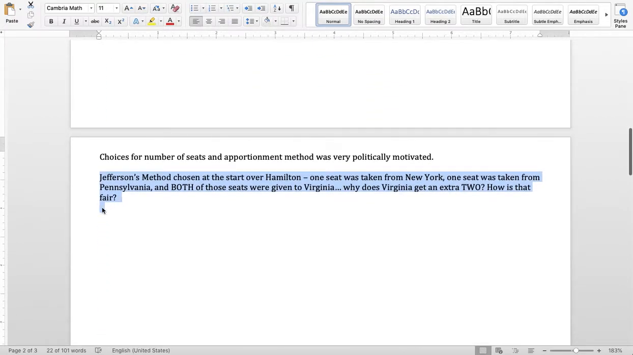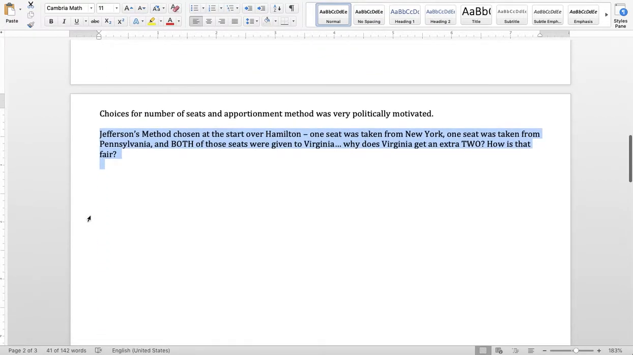Now, continuing on, the reason we choose a specific method is largely political. 1789, 1790, 1791, Hamilton's method was thrown away in favor of Jefferson's method, because one seat was taken away from New York, one seat was taken away from Pennsylvania, and both of those seats went to Virginia. It seems a little bit unfair that Virginia got an extra 2 instead of distributing things fairly. That's the very first problem that we run into.